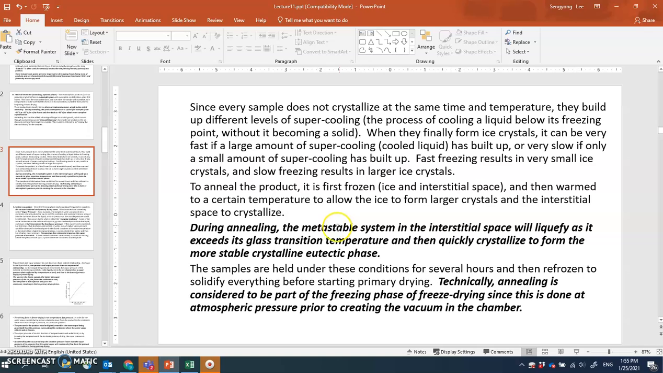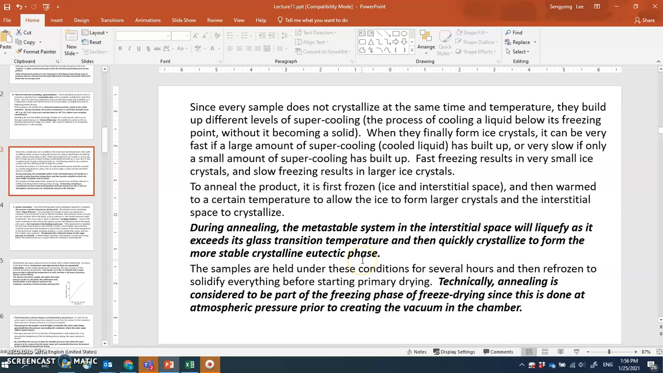So during annealing, the metastable system in the interstitial space will liquefy because you heat it up quickly and it exceeds its glass transition temperature, and then it quickly crystallizes to form the more stable crystalline eutectic phase. You heat it up a little bit and then you freeze it again, and when you freeze again, you can form a larger crystal. Okay, so that's what you're doing.